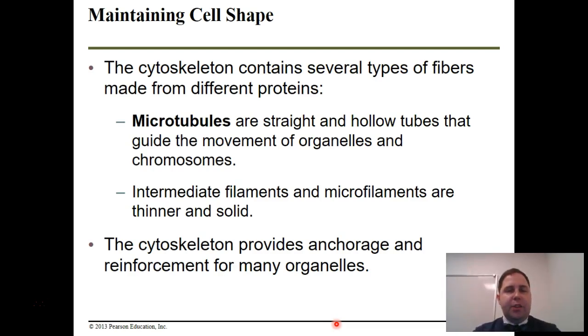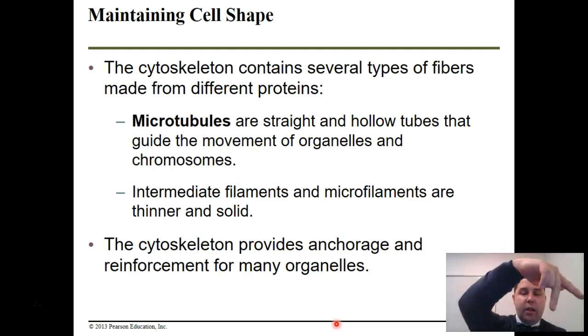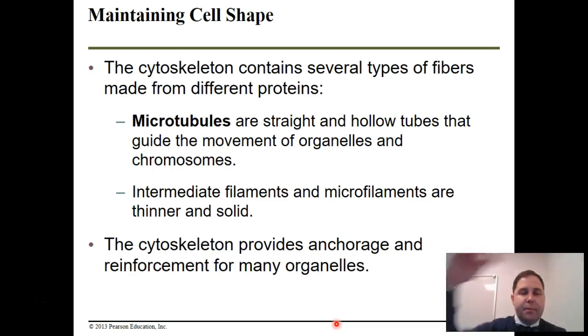The three types you should know are microtubules. Microtubules are the largest. They're straight and hollow tubes that can be used by organelles and chromosomes to move around on. So think about it like a train track that different structures can grab onto and move. If you remember the video that we watched at the beginning of the unit about the cell, we saw that guy that was sort of walking along. It was walking along a microtubule.